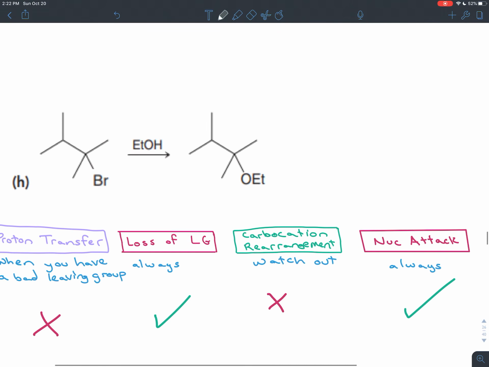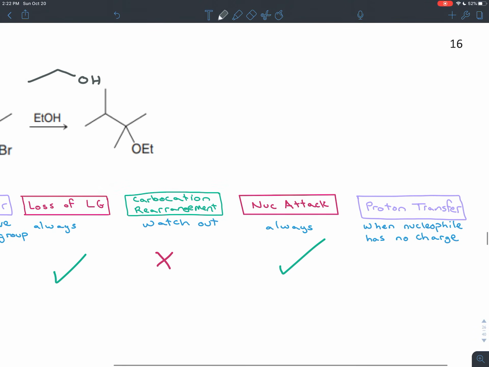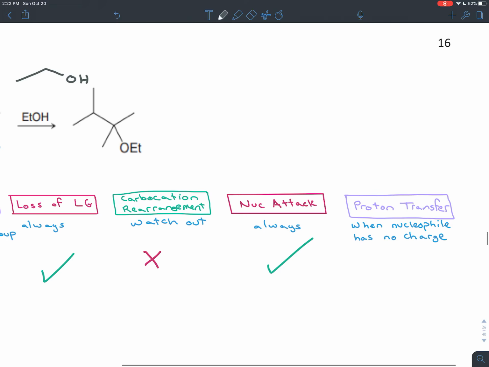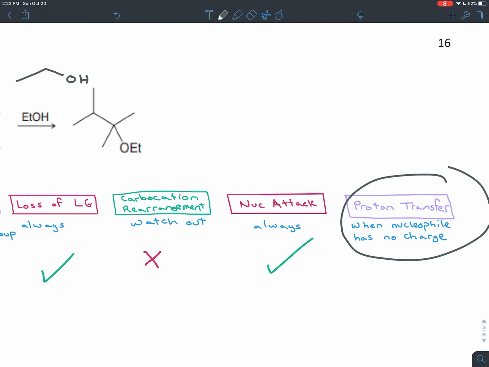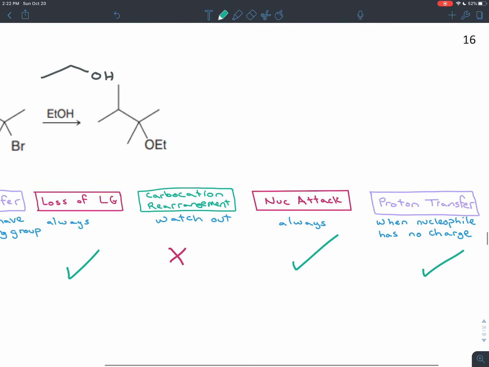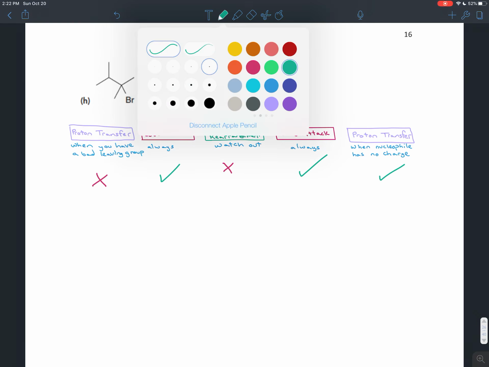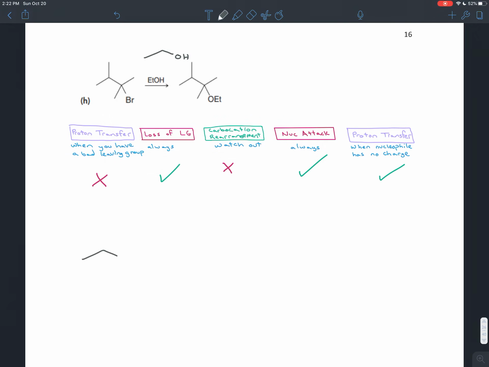And for proton transfer, we just have to think about what our nucleophile is. Remember, the Et is an ethyl group, so that's CH3CH2, and we have an OH on the end. These are all nonmetals, so this is a completely covalent compound. There's no full negative charge. Well, when there's no full negative charge on the nucleophile, you have this proton transfer, so we will draw that in. So our Sn1 mechanism is going to have 3 steps.